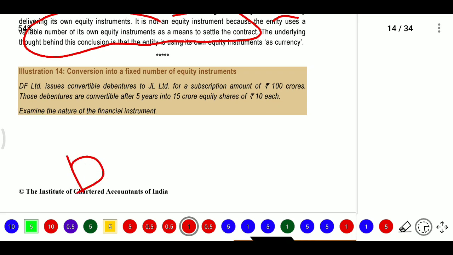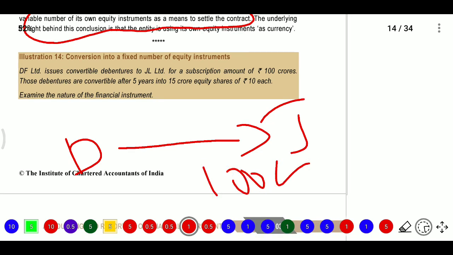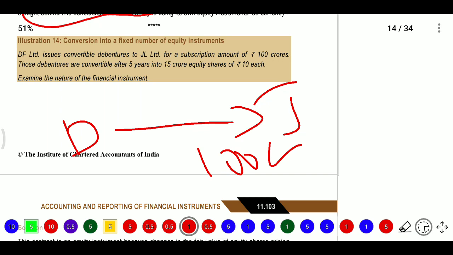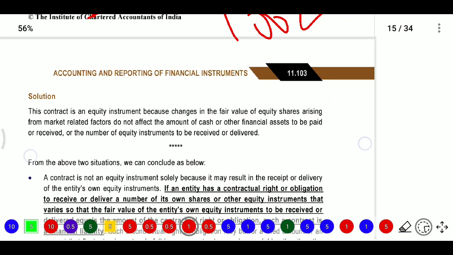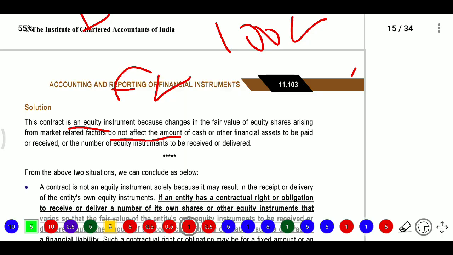Now company D Limited is there, and J Limited is there. The subscription amount will be 100 crores and the debenture is convertible after 5 years into 15 crore equity shares of 10 rupees each. So this is a financial instrument. Because the change in fair value of equity shares arising from market-related factors does not affect the amount of cash or financial assets to be received, or the number of equity instruments to be received or delivered, it will be treated accordingly, even though they are issuing the equity shares, it will not affect the decision.